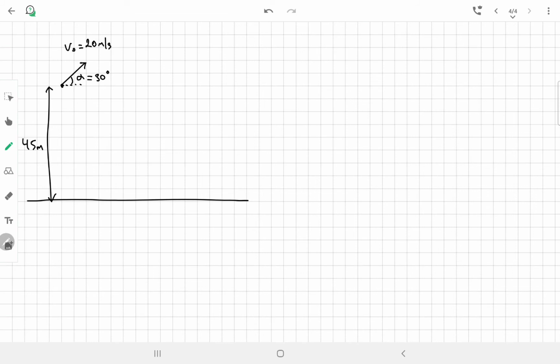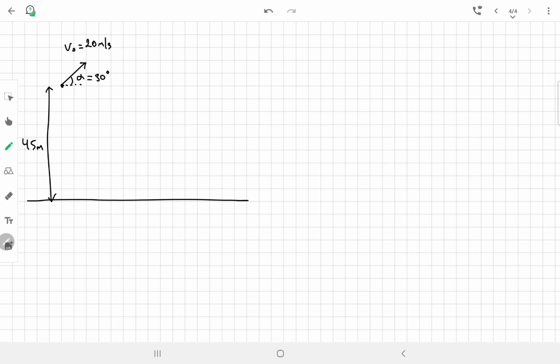A stone is thrown from the top of a building upward at an angle of 30 degrees to the horizontal with an initial speed of 20 meters per second, as shown in this figure. The height from which the stone is thrown is 45 meters above the ground. First question: how long does it take the stone to reach the ground?